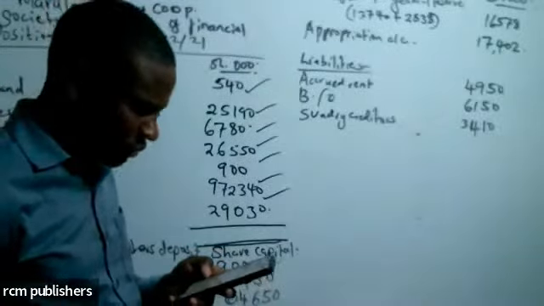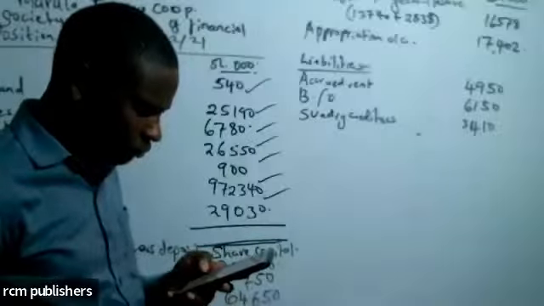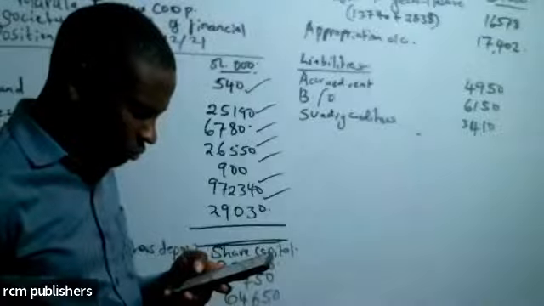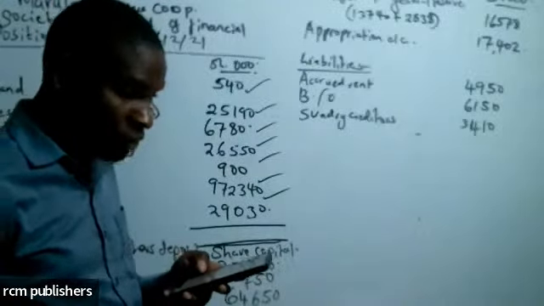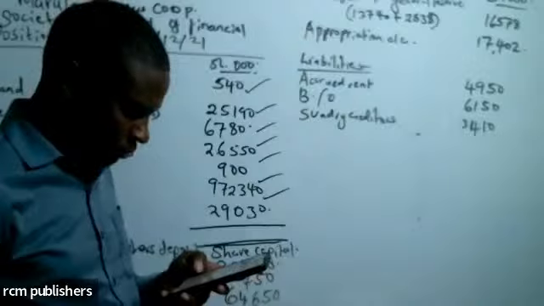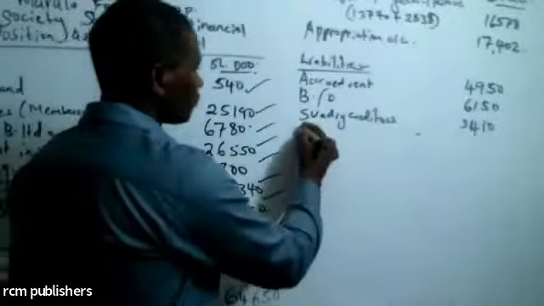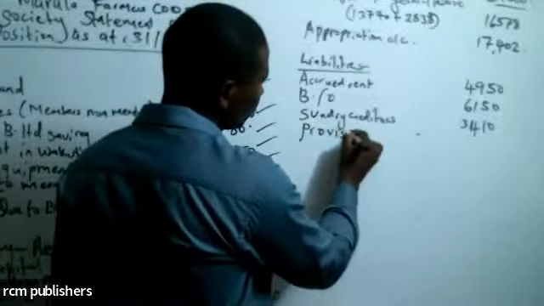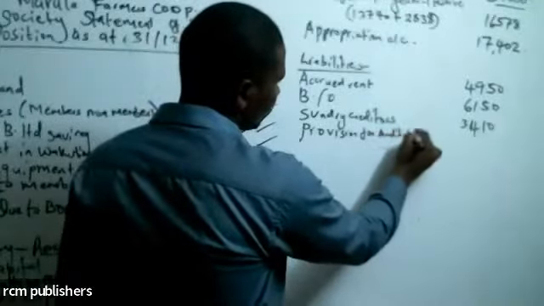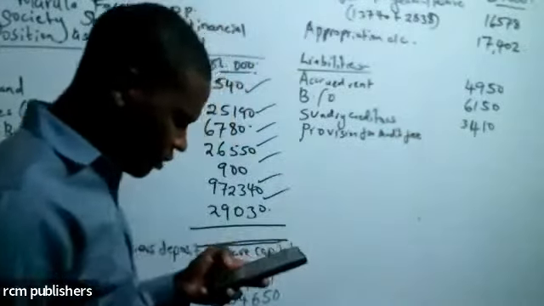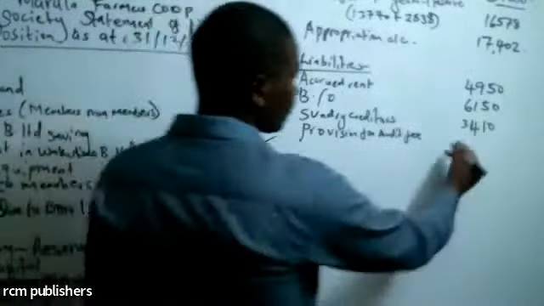Can you see that? Audit fee. Let's look at additional information number 3. Audit fee. Provision for audit fee. The amount is we shall pick 6,000.